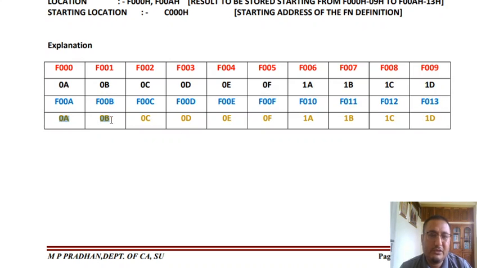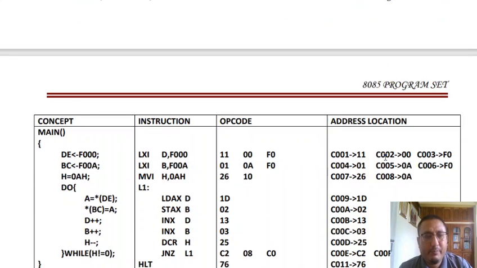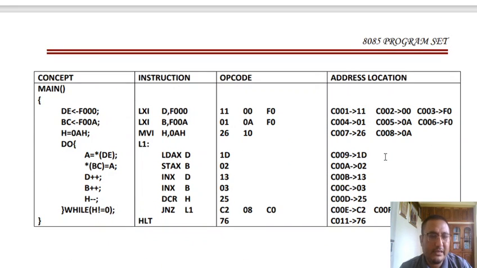So F00A to F013 will now have 0A to 0T. So this is the task that we have in hand, right? So now I prepare the concept notes. The concept note goes as follows.